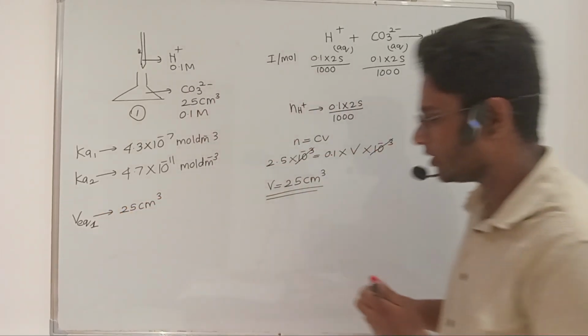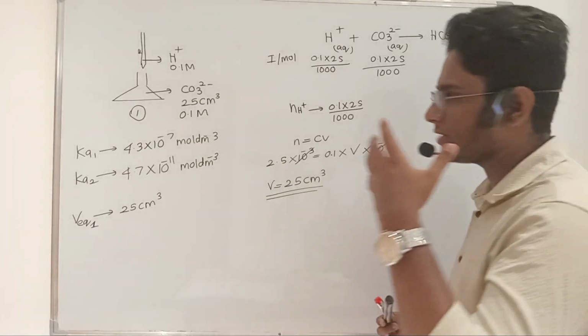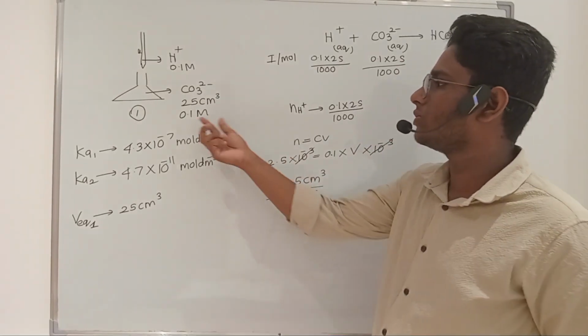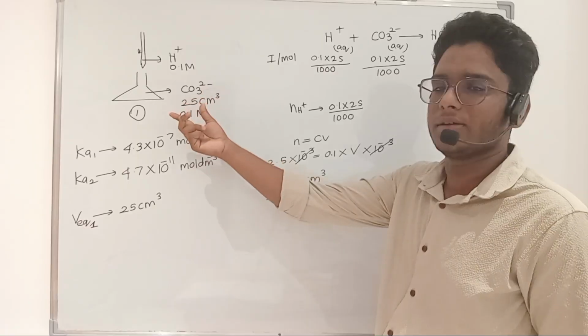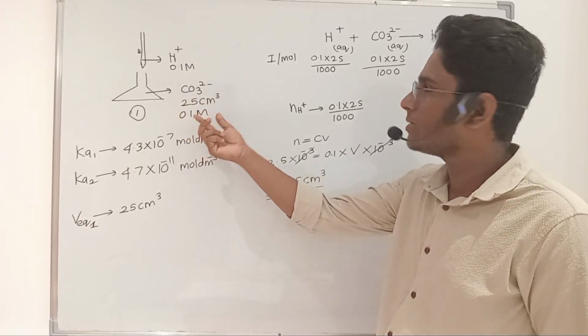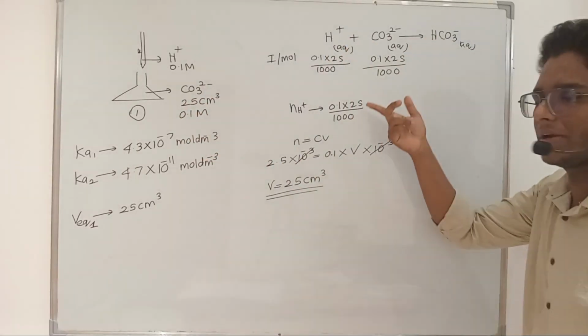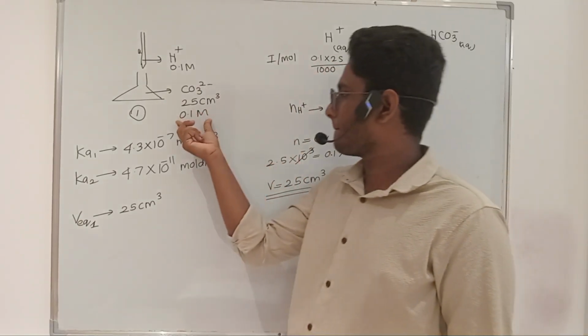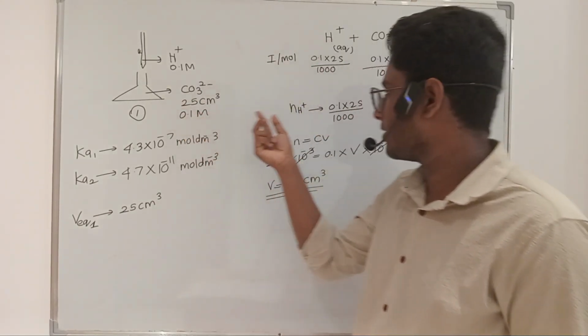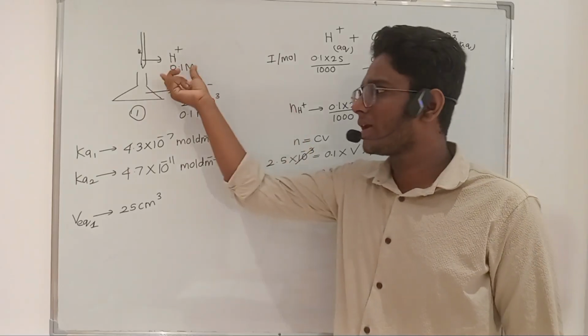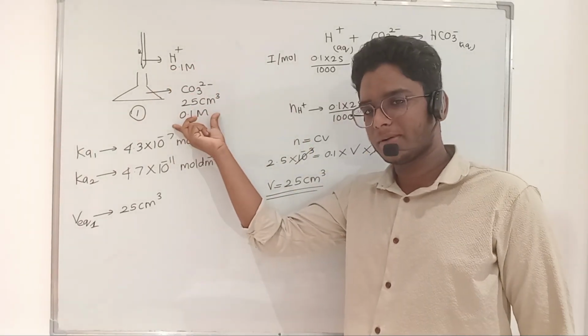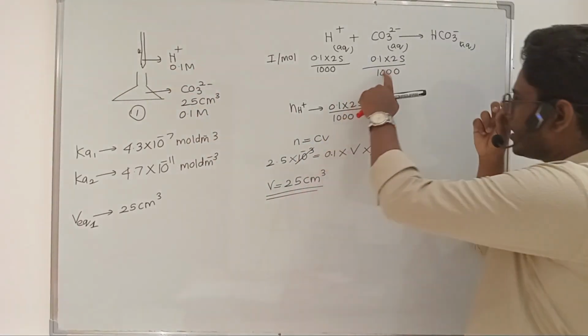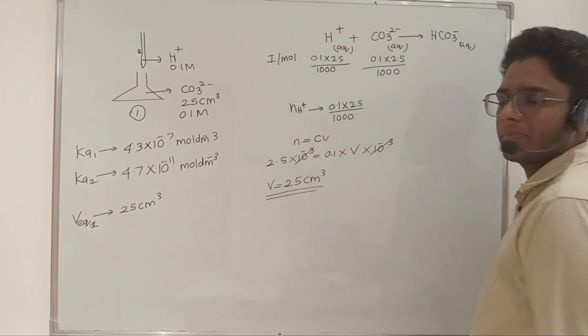So did you all get it? How to find the first equivalence point? You have to find the moles of carbonate that is present initially, right? So at first equivalence point, what happens? All the carbonate is converted to bicarbonate, right? So you have to find the moles of carbonate, and then you have to find the moles of H plus that is needed to react with the carbonate present, right? So that is same as the carbonate moles because the ratio is 1:1, right?